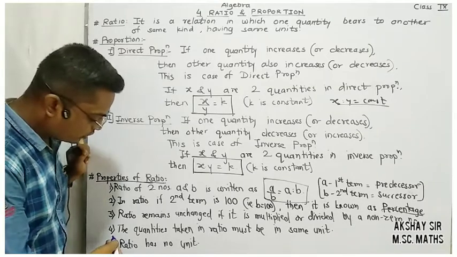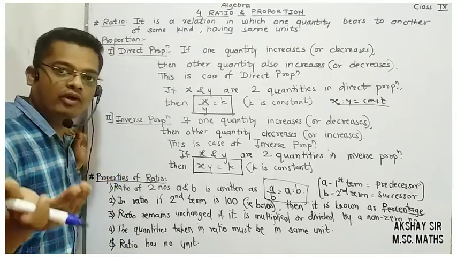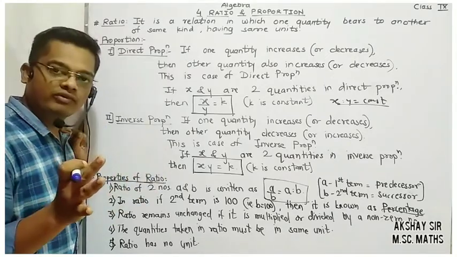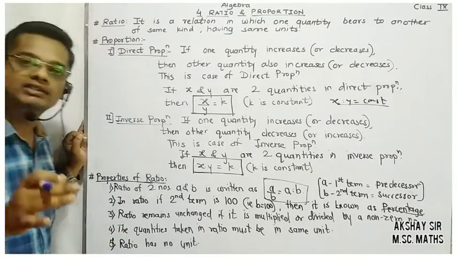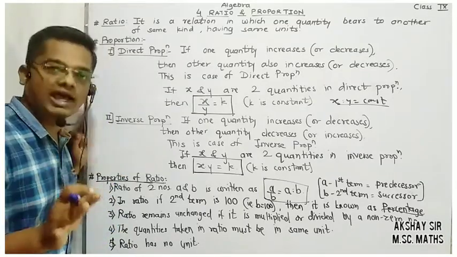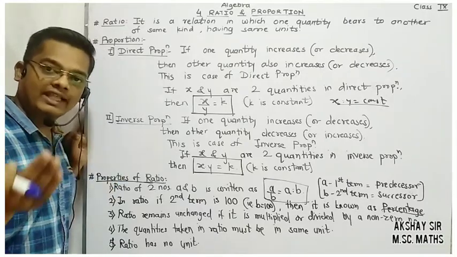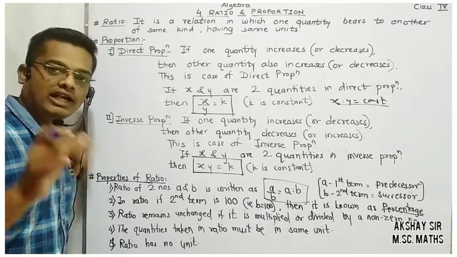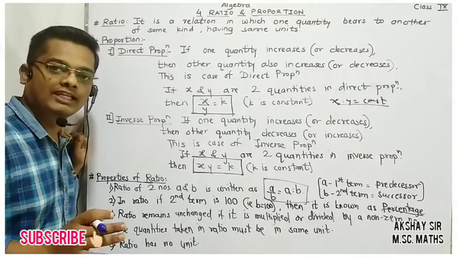Next, fourth one, the quantities taken in the ratio must be in the same unit. As I have already explained, if two quantities are in gram and kilogram, convert each of them into gram only. Next one, the ratio has no unit. The ratio never has any unit, whether the examples are in kilograms, years, centimeters or meters, the ratio doesn't have any unit. That's it. So we are going to see practice set 4.1 and solve some examples.